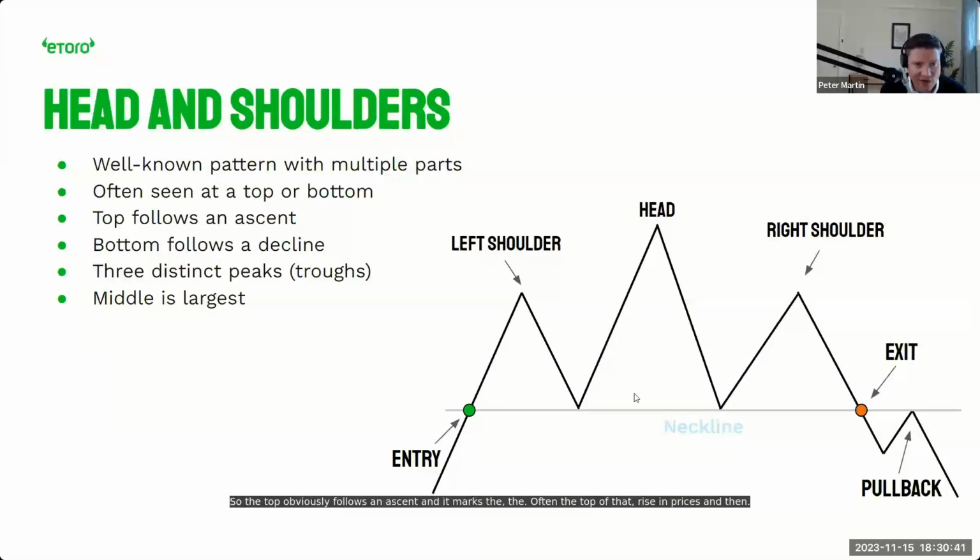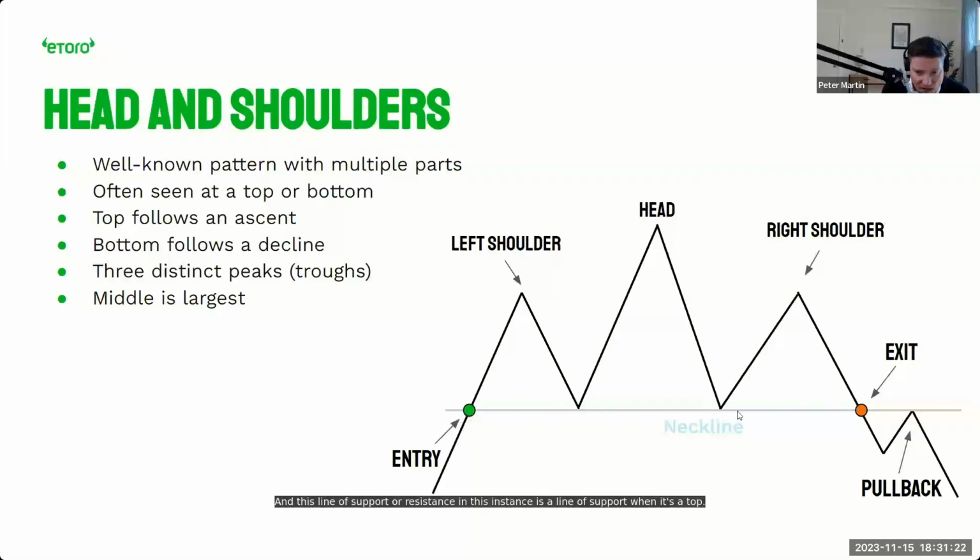So the top obviously follows an ascent. It often marks the top of that rise in prices, and if it's a head and shoulders bottom, then it follows a decline in prices. So we've got these three distinct peaks if it's at the top, and if it's at a bottom, then you're going to have three distinct troughs. The middle of those is always the largest. So you have the left shoulder, the right shoulder, and the head in the middle, which is the largest of the three. The left and right shoulder don't need to be the same size. They just need to be smaller than the head, and they need to be distinct peaks or troughs.